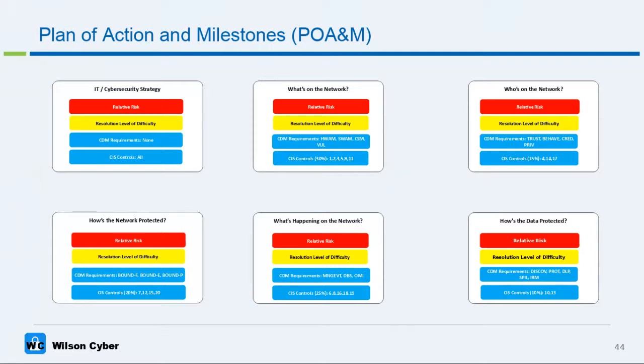So looking at the plan of action and milestones, we're going to focus first on the strategy. We'll then look at what's on the network. We'll look at who's on the network. We'll look at how the network's protected, what's happening on the network, and how the data is protected.